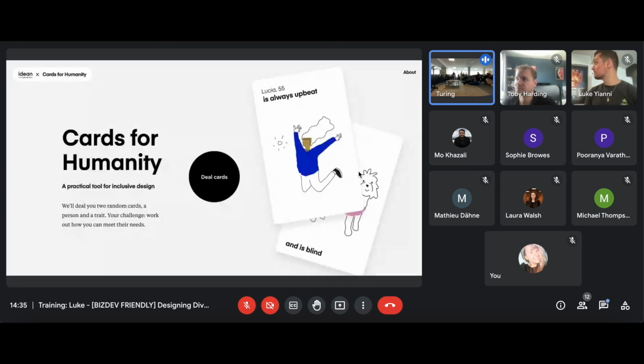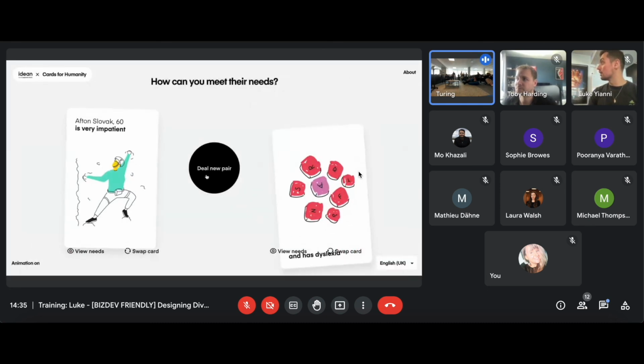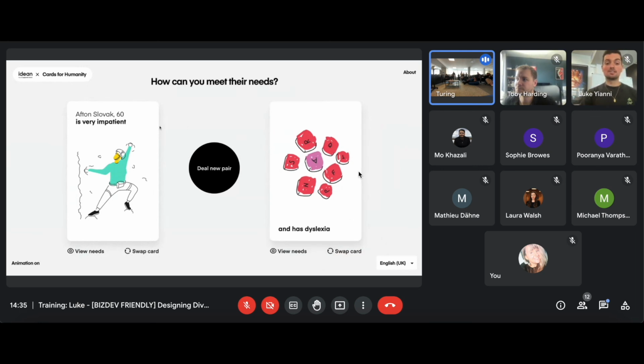So if you do this, basically, Cards for Humanity, you deal cards, and it says, there's this person here, he's 60 and is very impatient and has dyslexia. And you're like, okay, how can you meet your needs with your product? So you can take your product team and be like, okay, how do we solve a problem for them, or how do we not? It might not be apparently relevant to you, but I think if you use these and be like, how can we solve a problem for them? We can build a better product.